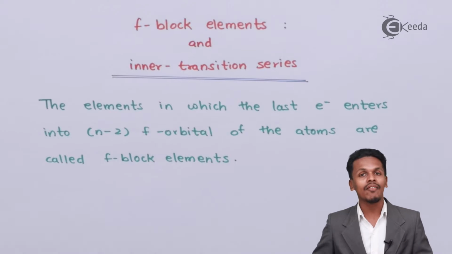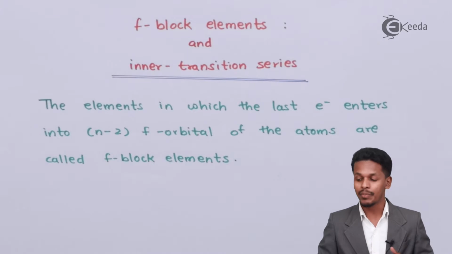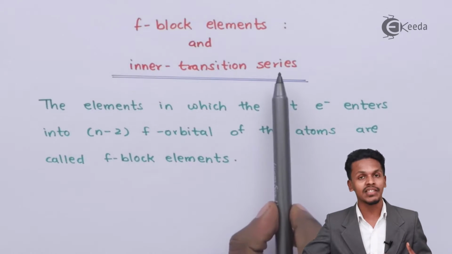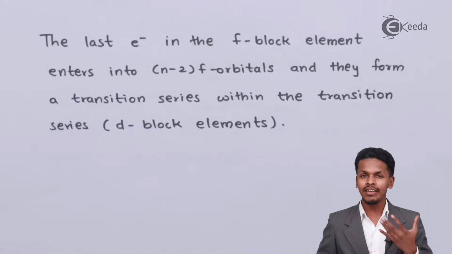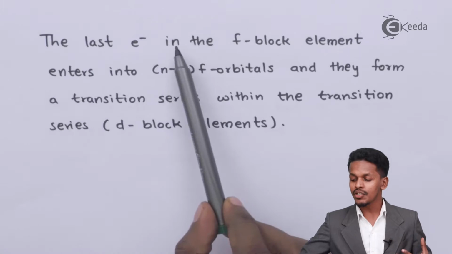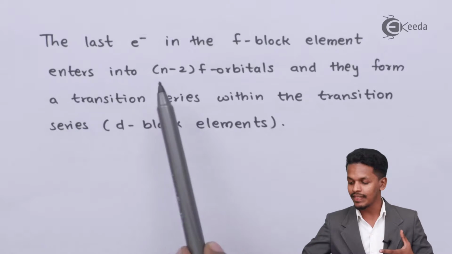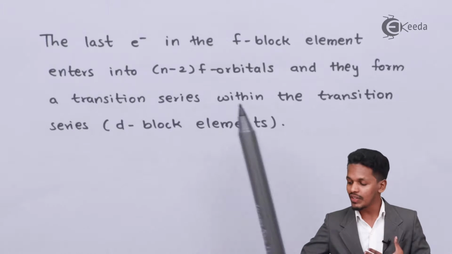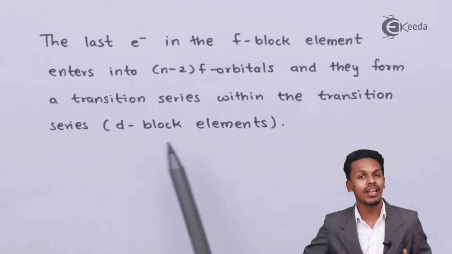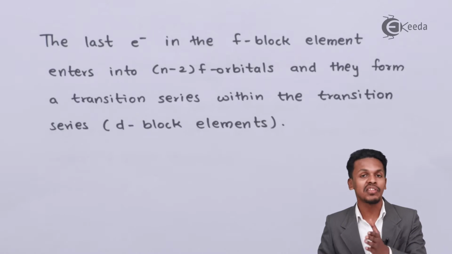Based on that, and as we discussed in the previous lecture, not all the D block elements are transition elements, but here I'm going to talk about the inner transition series. So what are inner transition series? The last electron in the F block elements enters the n-2 f orbital, and they form a transition series within the transition series, that is the D block elements, and that's the reason F block elements are known as inner transition elements.